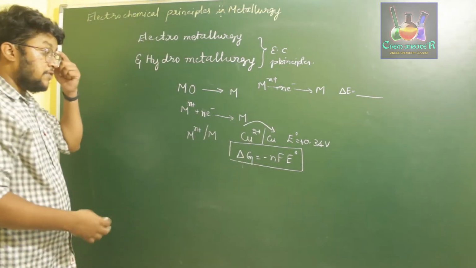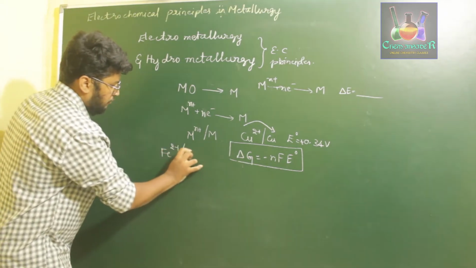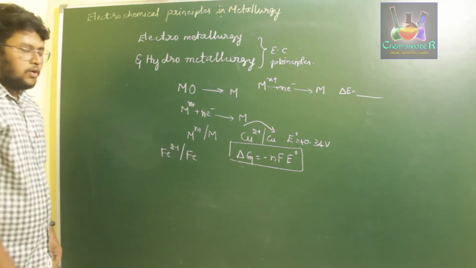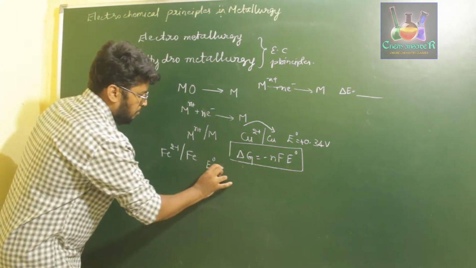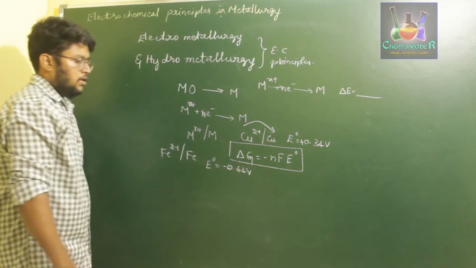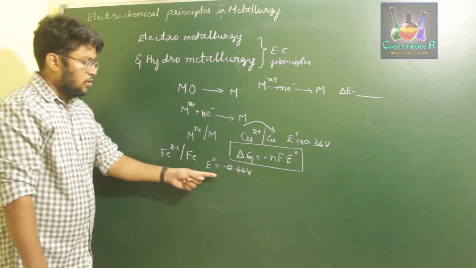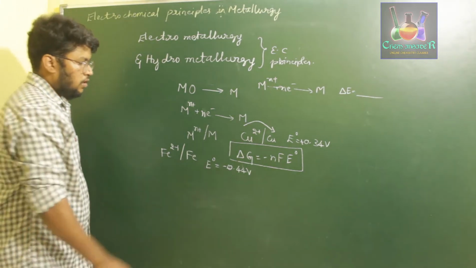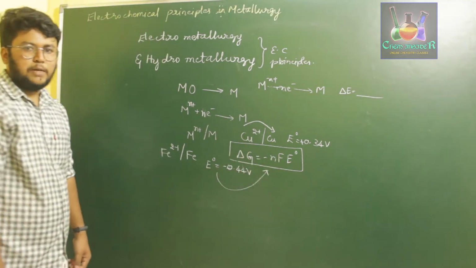So let us take a different example, the formation of Fe from Fe2+. For Fe2+ to get reduced to Fe, we have an E naught of minus 0.44 volts. If you substitute that value over here, minus minus get cancelled and delta G becomes positive.